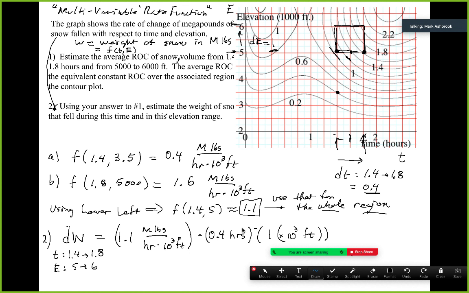Awesome. So then the hours are going to go away, and then the 1,000 feet are going to go away, and we're going to be left with megapounds, right? So it's going to be, what is this? 1.1 times 0.4. Is that 0.44? It's 1.1 times 0.4. That's 0.44 times 1,000. So that's 440. Well, but this is per 1,000. Right, so this is already per 1,000. So these units match up. So we're just times 1. Okay, so then it'd just be 0.44. 0.44 megapounds.